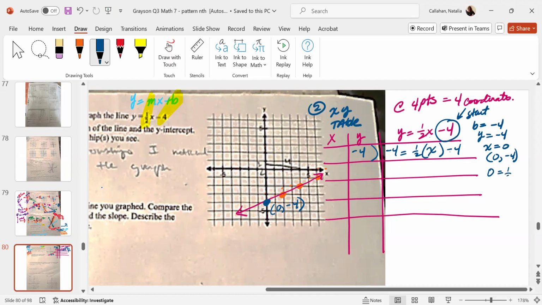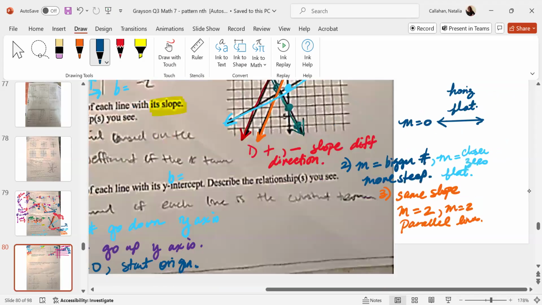0 equals 1 over 2x. How do I get rid of the 1 over 2? I flip it, do a 2 over 1, right? Well, 0 times anything, it's just going to be 0, right? No, it's 0. It's not undefined.